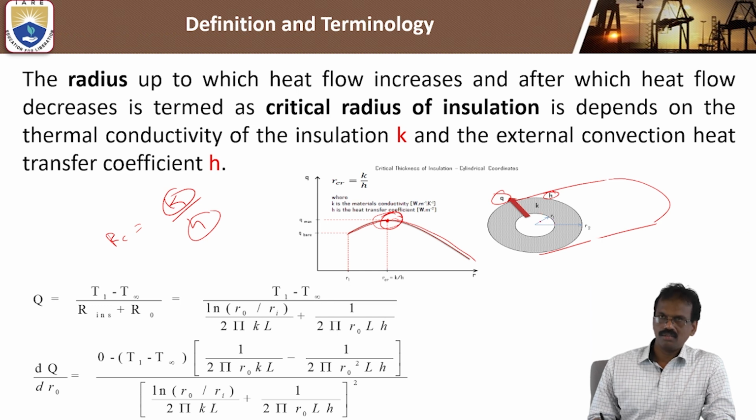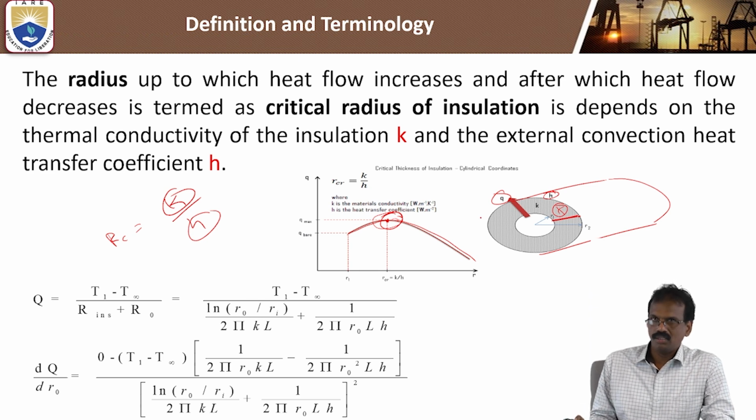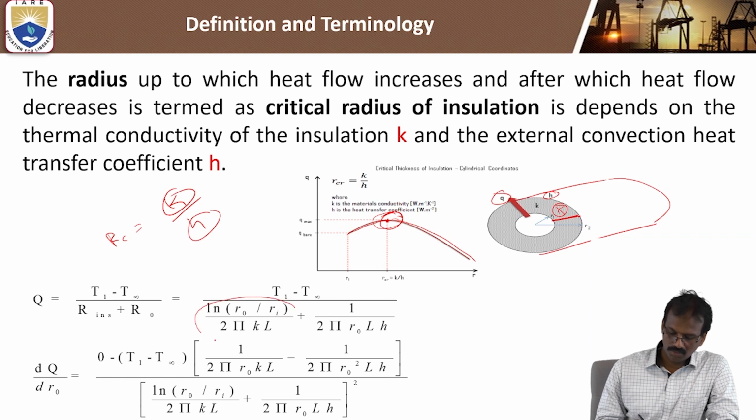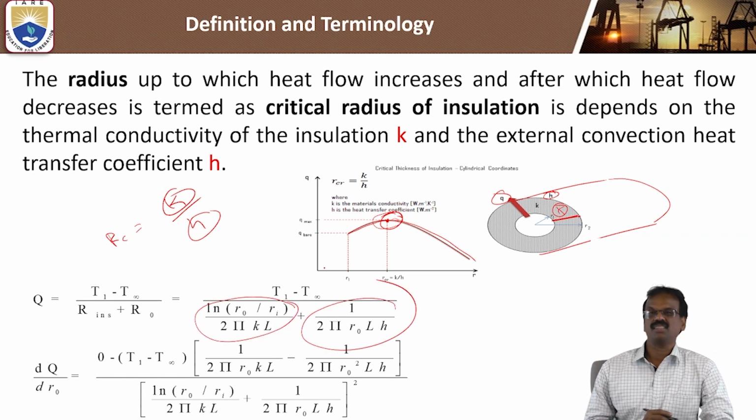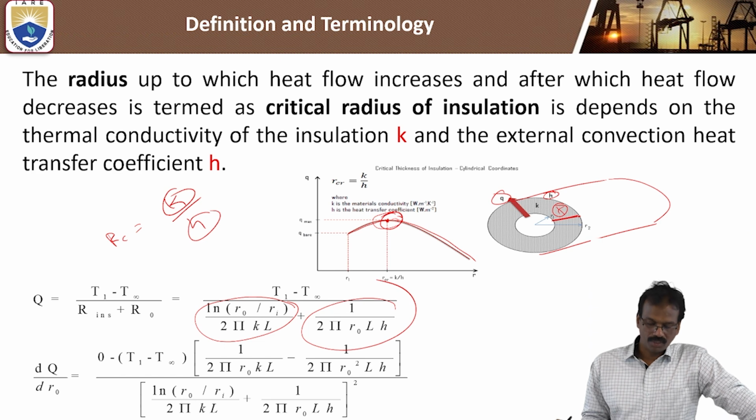Two types of modes will be observed here. One is through this material, from inner to outer, that is conduction. Through the conduction process, heat will be conducted. From this material to the atmosphere, that occurs by the convection process. So this is the conduction resistance and this is the convection resistance. There are two resistances here.